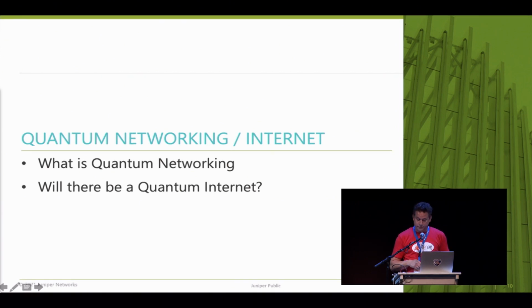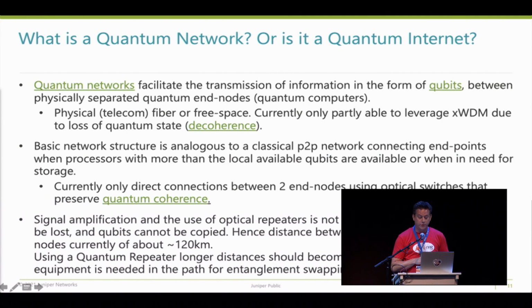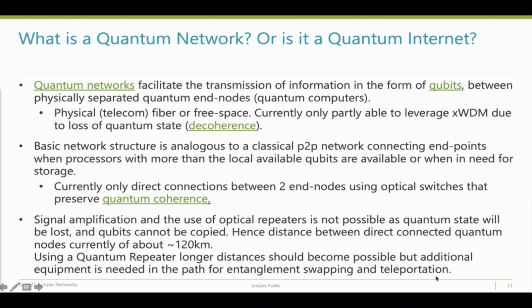So another thing that you probably have heard people mention is a quantum internet. So let's look at what is a quantum internet, or is it quantum networking? There is no quantum internet yet. Current quantum networking, as we just discovered, is just point-to-point, right?